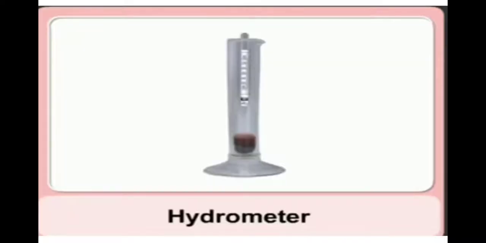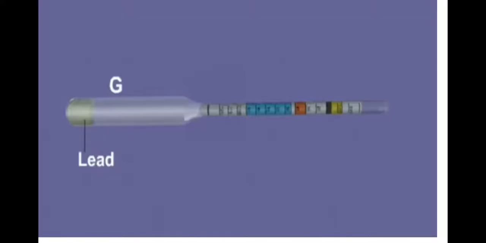Next, we move on to hydrometer. Dear students, now let us study about hydrometer. Hydrometer is an instrument used for the measurement of relative density of liquids. It is based on the Archimedes principle of flotation.